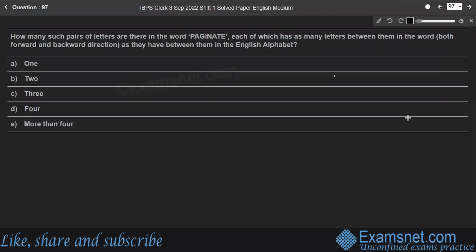Question 97. How many such pairs of letters are there in the word PAGINATE, each of which has as many letters between them in the word, in both forward and backward direction, as they have between them in the English alphabetical series? So here the given word is PAGINATE. We have to find such pairs of letters such that the number of letters between them in the given word is equal to the number of letters between them in the original English alphabetical series.